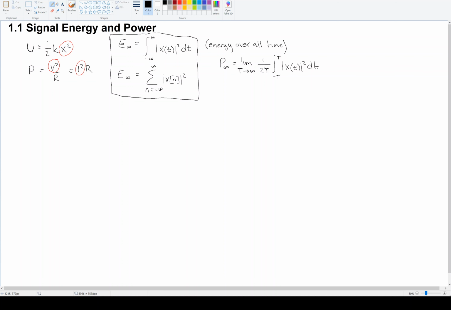Okay, so in this limit, notice as T goes to infinity, then the bounds of the integral go from minus infinity to plus infinity, and this integration then is exactly the energy. And so then we take that energy and divide by twice infinity. And that gives us, like we thought, the average power over all time.